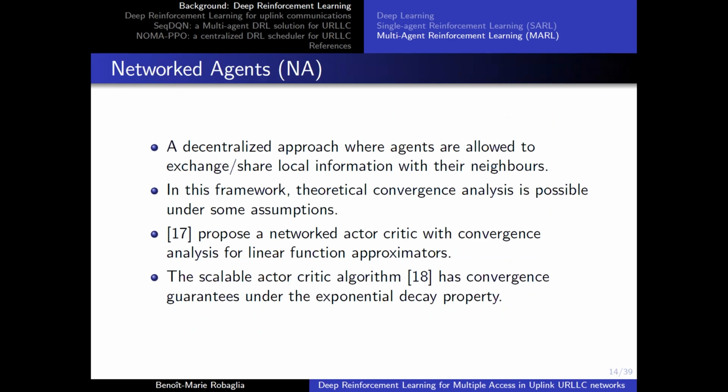And finally, the last family of algorithm is the networked agents. Networked agents is a decentralized approach where you allow your agents to communicate with their neighbors. So it's an interesting framework, especially for IoT, I think, because there is some theoretical work on this, so very few still, but with strong assumptions. For example, the exponential decay property, which is a strong assumption because you assume that the effect of agents that are very far from you has no impact on your reward. But it's still interesting, especially if you want to increase observability.